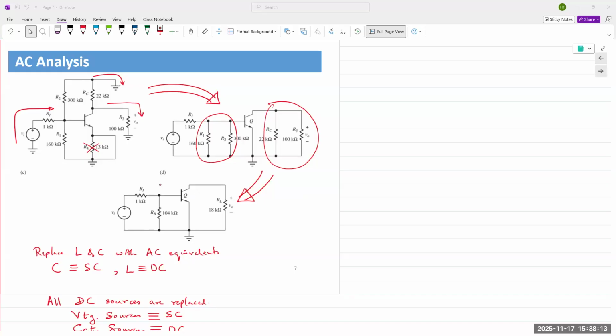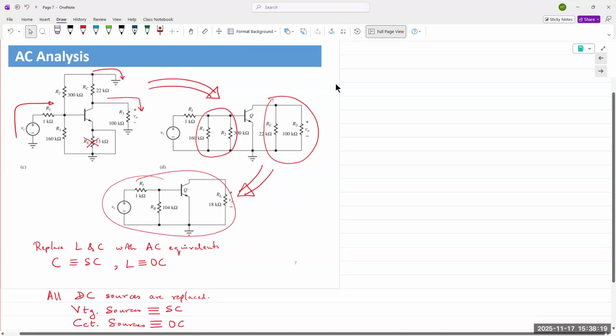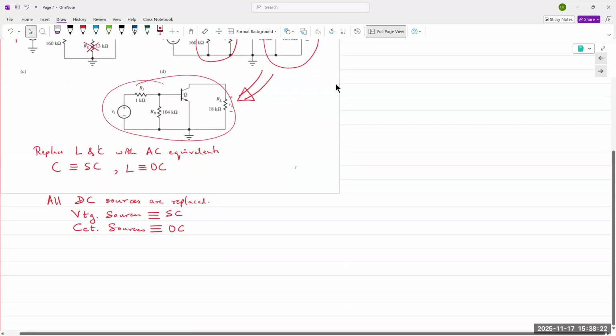Right. And once we have this, we can then choose a small signal model for AC analysis.